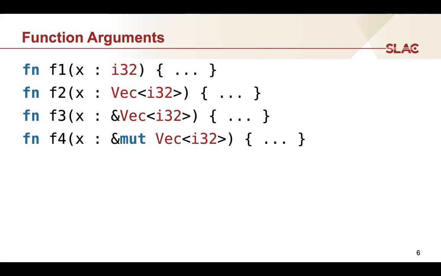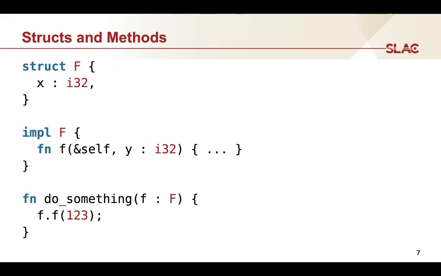And then F4 is the mutable version of that. One of the nice things about this is that just looking at the function signature, you can tell. F3 is effectively the equivalent of const in C++, and F4 is the explicitly mutable version. Okay, and again, please feel free to stop me if I'm going too fast.